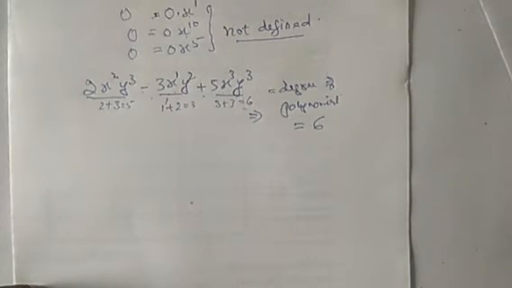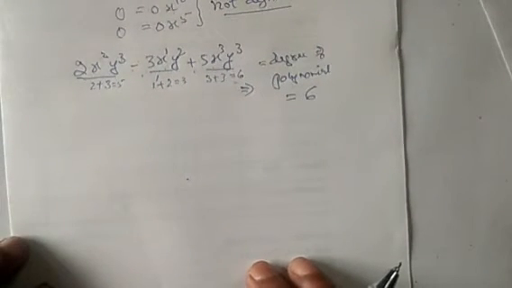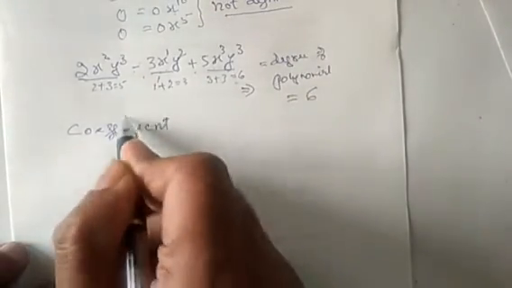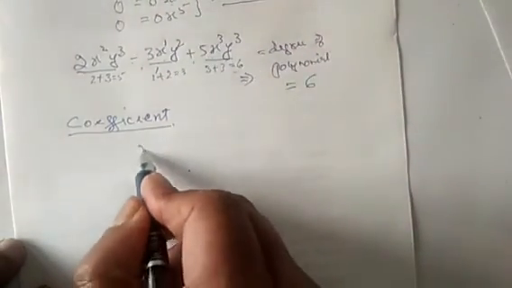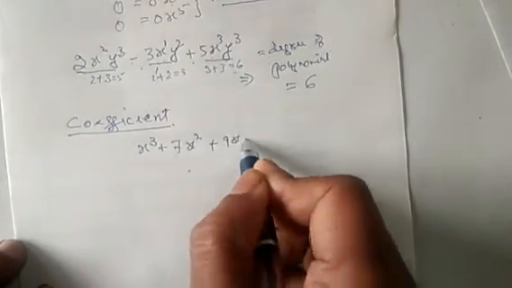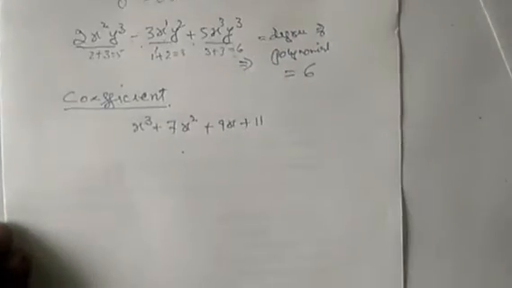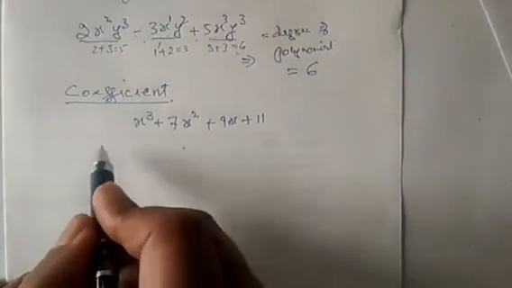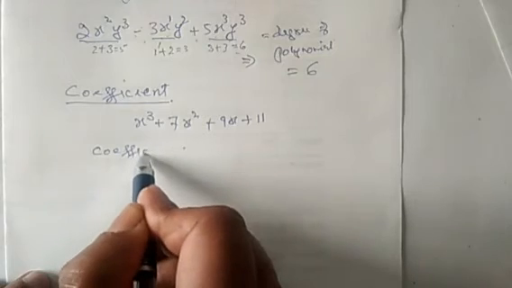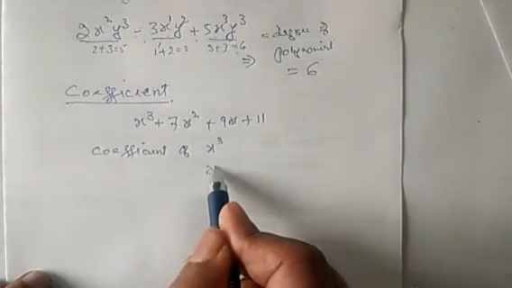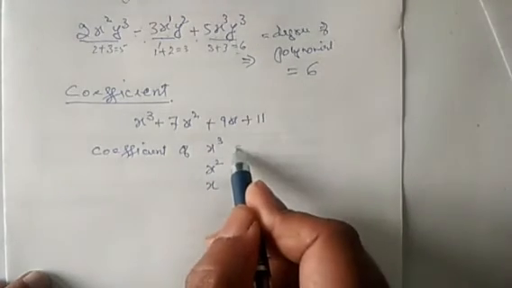Now it's clear. If it is having more than one variable, at that time you have to take the sum. So now let us see, we will try to find out the coefficient in some algebraic equation. Now see, suppose I have taken one equation x cube plus 7x square plus 9x plus 11. Here a teacher will ask you, or might be in your book you will find the question: what is the coefficient of x cube, coefficient of x square, coefficient of x?